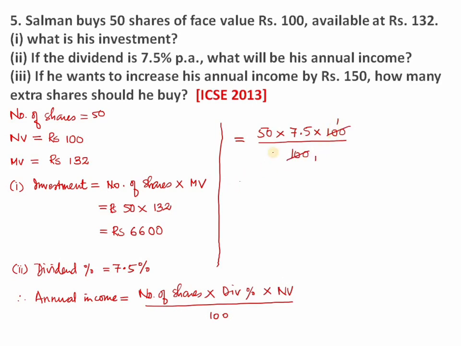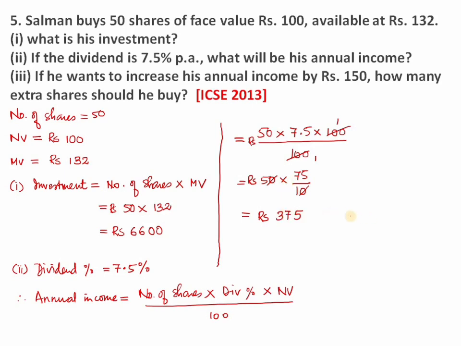So now we have 50 into 7.5. You can write this as 50 into 75 by 10 also. So 0 and 0 can be cancelled. So 5 into 75 is rupees. By the way, you have to write rupees in front. Don't forget to write the unit. Rupees 5 into 75. 5 5s are 25, carry over 2. 5 7s are 35, 35 plus 2 is 37.